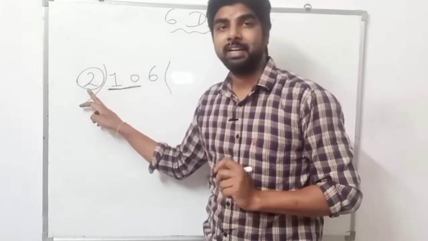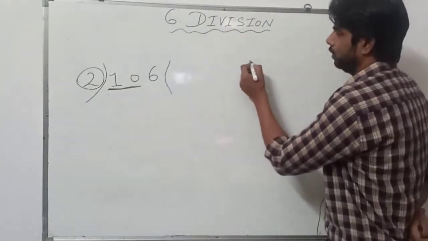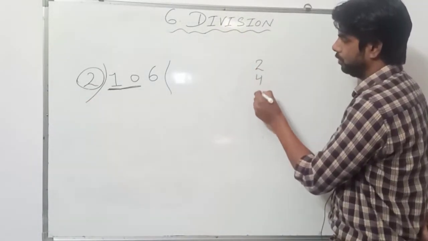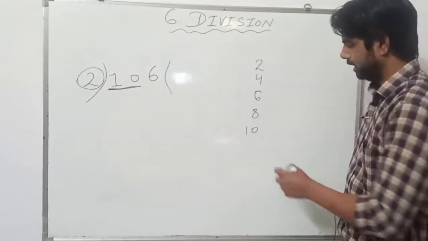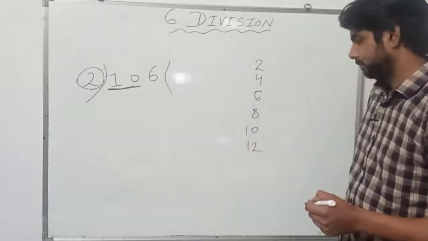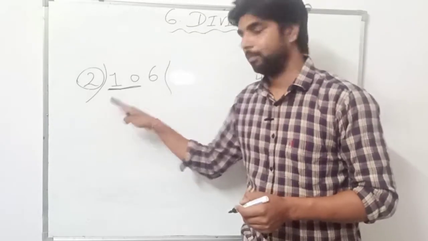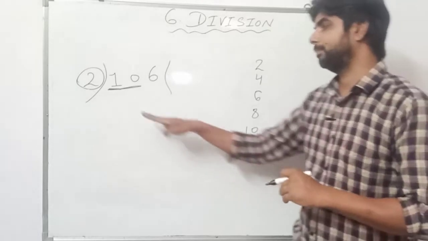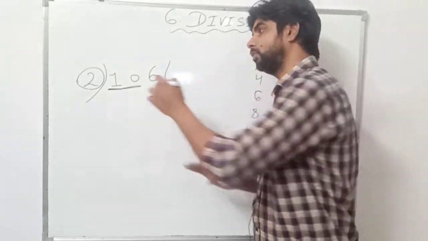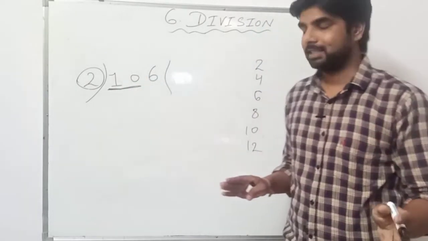Now what do we have to do? We have to read the table of 2. Meaning 2 1s are 2, 2 2s are 4, 2 3s are 6, 2 4s are 8, 2 5s are 10, and 2 6s are 12. So when you read the table of 2, we have to read the table up to a number which is equal to 10 or less than 10.